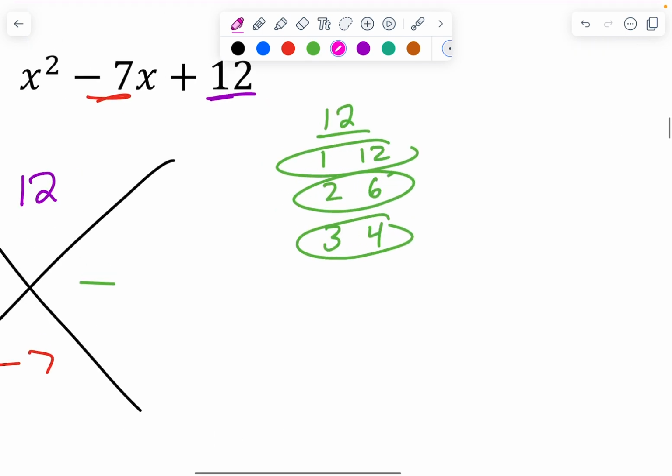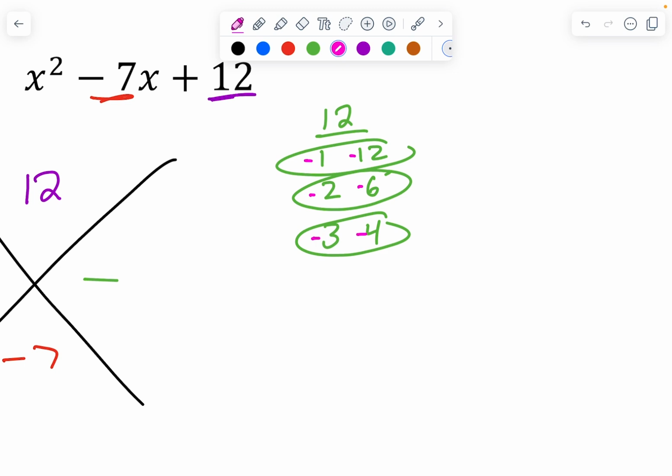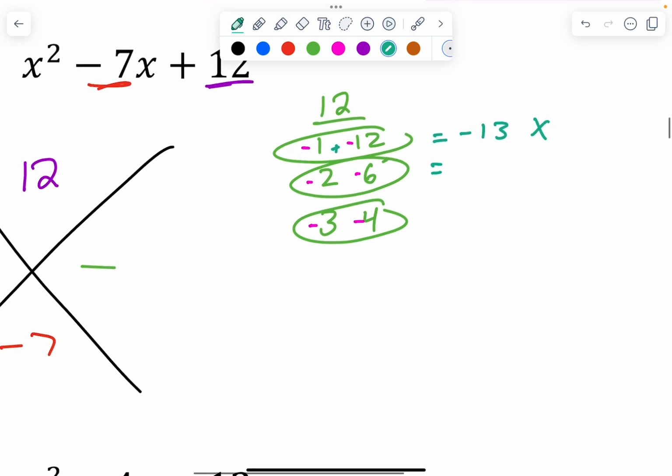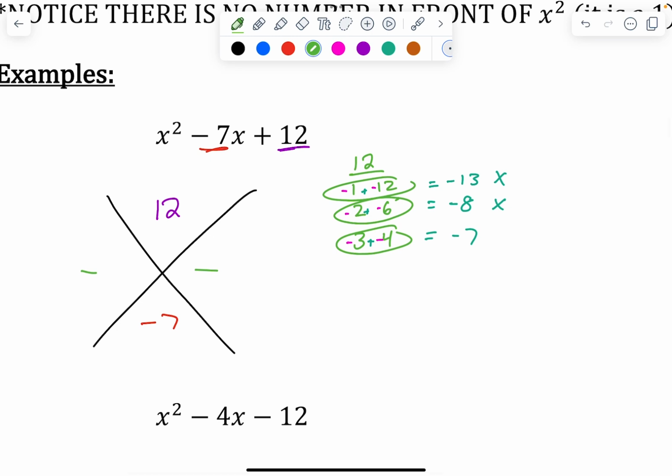So if I put negative numbers out in front of these, all of these multiply to 12, but negative 1 plus negative 12 is negative 13, so it's not that one. Negative 2 plus negative 6 is negative 8. We're getting closer, but still no. And then negative 3 plus negative 4 does get us that negative 7. So that tells me my factors are going to be negative 3 and negative 4.